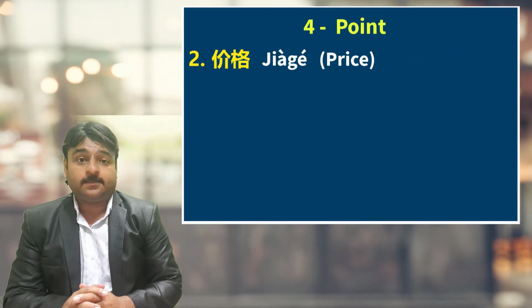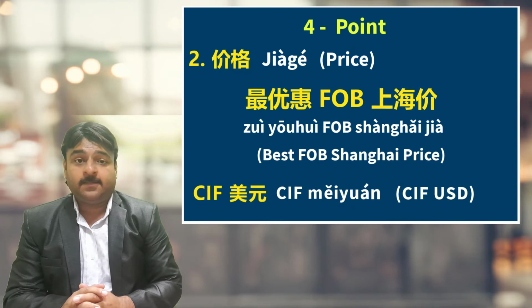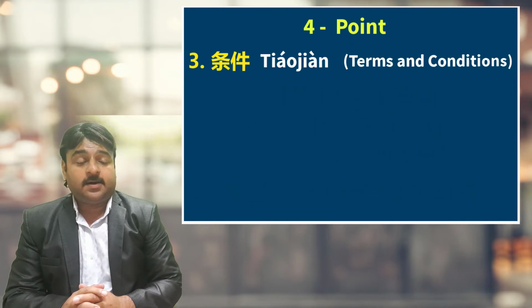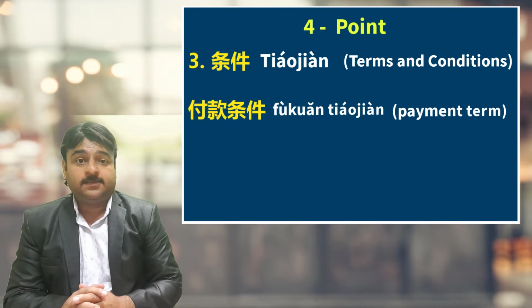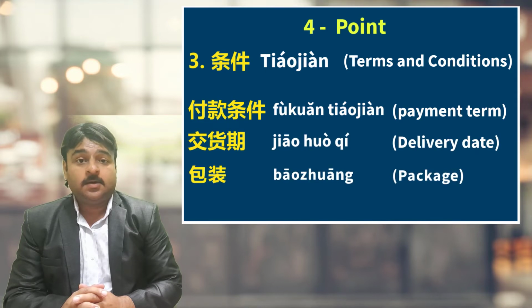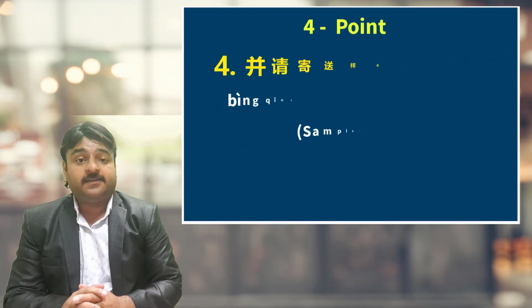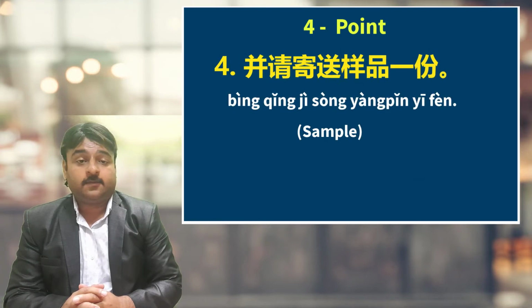Second is price. Price can have different features. So it could be price per unit of something, price per container, FOB price, CIF price. There could be many prices, and you have to be very clear while writing a query email. Third important point is about terms and conditions, conditions of dealing. These could be payment terms, delivery terms, packaging, or other important conditions while dealing. And finally, the fourth point in a query email is asking for a sample. So you ask for a sample.